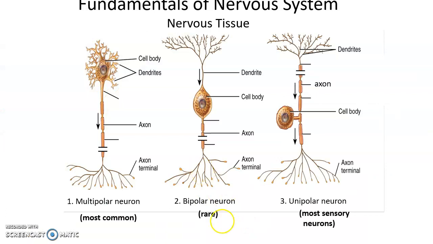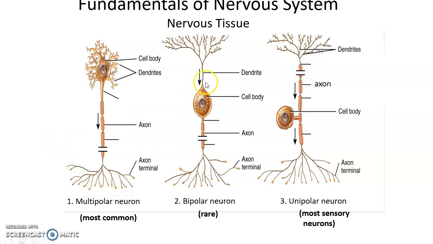There are structurally three main kinds of neurons. The most common is the multipolar neuron. It is arranged exactly as I have described. You have the cell body, you have lots of dendrites coming off the cell body, you have the one long axon that then branches out and ends in terminal boutons. It is the most common.